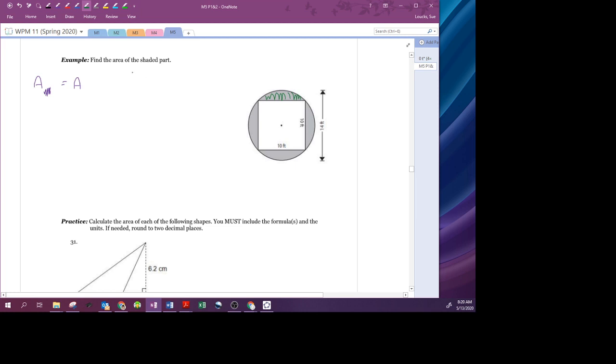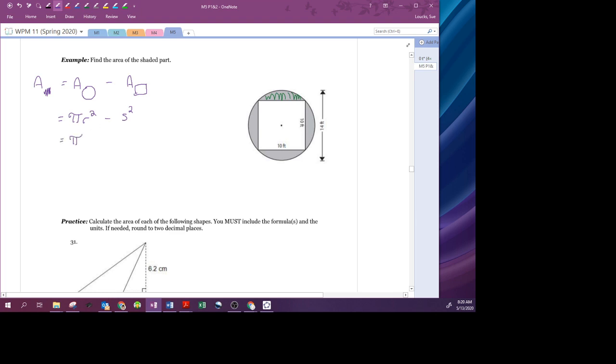So what we're going to calculate though, because we can, is the area of the whole circle, and we're going to subtract the area of the square. All right, and that will leave us with the shaded bit. So the area of a circle is pi r squared. The area of a square is side length squared.